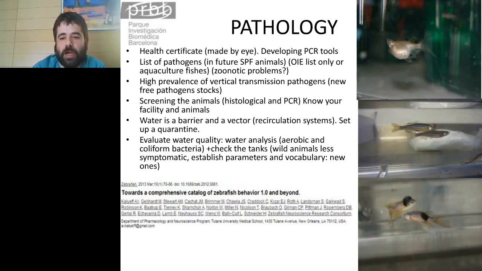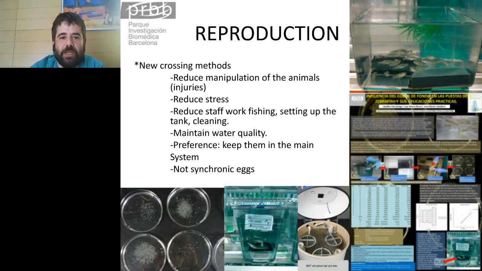So it's really important in the zebrafish facility to have a high reproduction rate. So you should improve your reproduction or your crossing methods, so you reduce all the manipulation and all the injuries that you are causing to your fish while you are catching them. We are trying to design an automatic collector for eggs, so we avoid fishing them and manipulating them. So we will also reduce the work for us and for the cleaning area. This way we will have the same amount of eggs, but much less work.